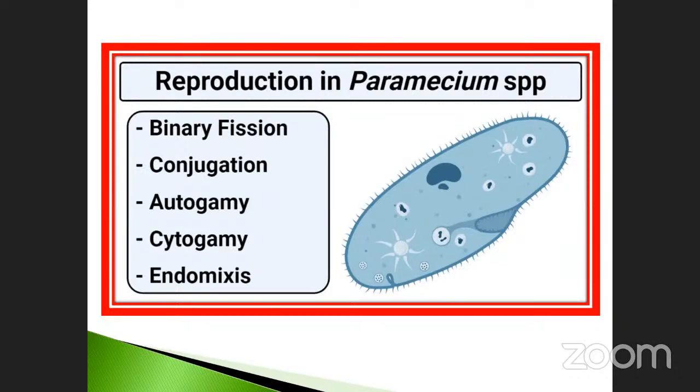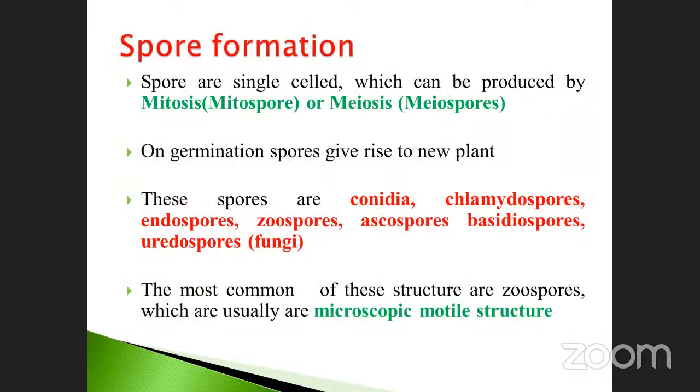Autogamy means it divides into two automatically. Cytogamy means cytoplasm division. Endomixis means within the cell, the cytoplasm and nucleus are united together, from one organism to another organism within the cell. That is called endomixis. Okay, that was already discussed.